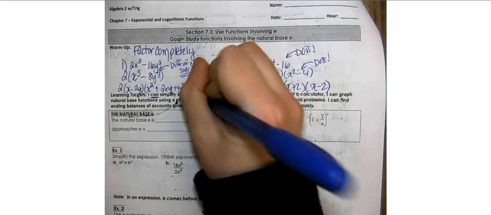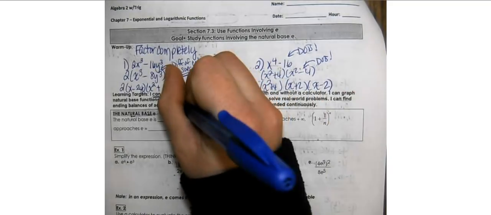So now let's go ahead and talk about our lesson. Our learning target for today is to be able to say, I can simplify expressions using the natural base e, both with and without a calculator. There are going to be problems where you'll have to work with a calculator and other problems where you won't have a calculator to work with.